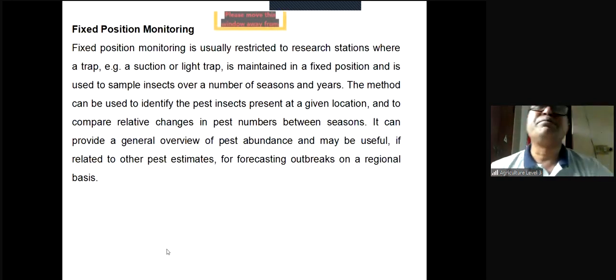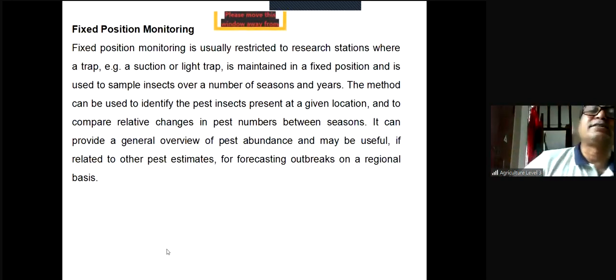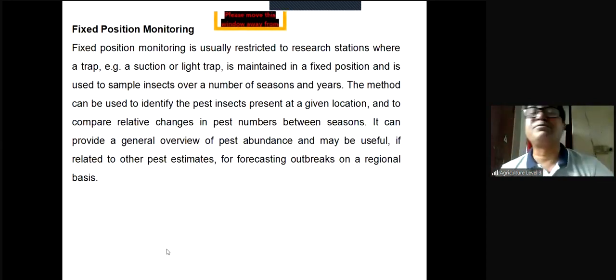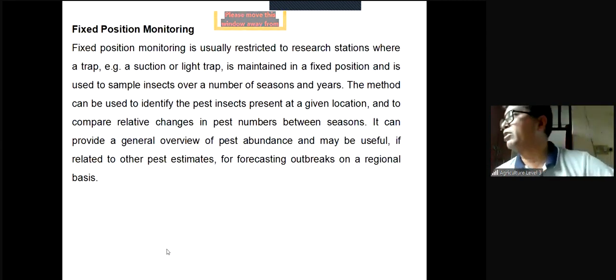Say, for example, Biri, Bari, Bina, etc. They have the head office, they have different regional offices, they have stations, substations, whatever. If we consider a certain place of Bina substation, we can collect the data regarding the pest over a period of time.